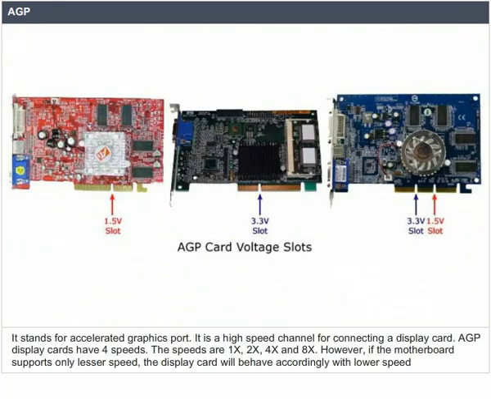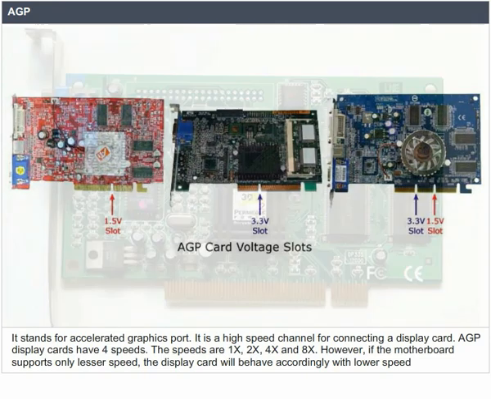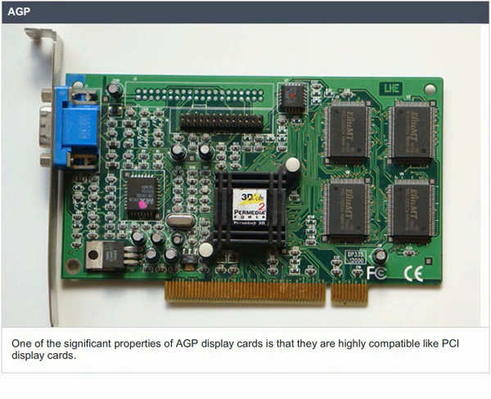AGP stands for Accelerated Graphics Port. It is a high-speed channel for connecting a display card. AGP display cards have 4 speeds. The speeds are 1x, 2x, 4x, and 8x. However, if the motherboard supports only lesser speed, the display card will behave accordingly with lower speed. One of the significant properties of AGP display cards is that they are highly compatible like PCI display cards.